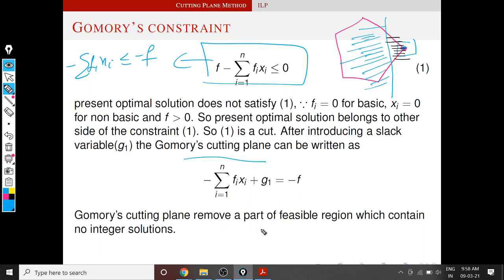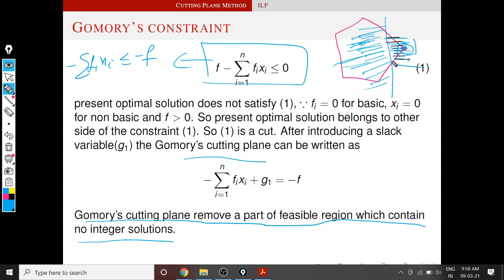Gomory's cutting plane removes a part of the feasible region which contains no integer solution. That is a guarantee. Actually this constraint is like this. Suppose this is the equation of this constraint, then less than or equal to 0 means this side. We have guaranteed that our present optimal solution doesn't satisfy this inequality. That means by introducing this constraint, it removes a portion of the original feasible region.